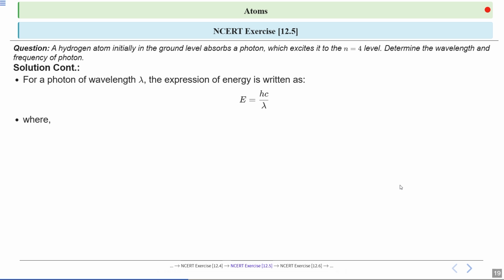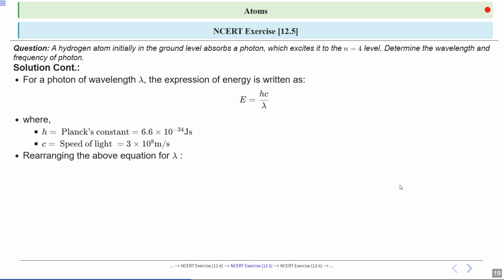Now let's break down what each symbol in the formula stands for. First, h stands for Planck's constant, which is a fundamental constant in physics. Its value is 6.6 times 10 to the power minus 34 joule seconds. Next, c is the speed of light in vacuum, which is 3 times 10 to the power 8 meter per second. This is the universal constant.